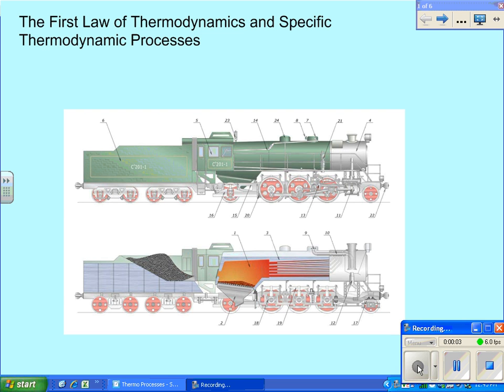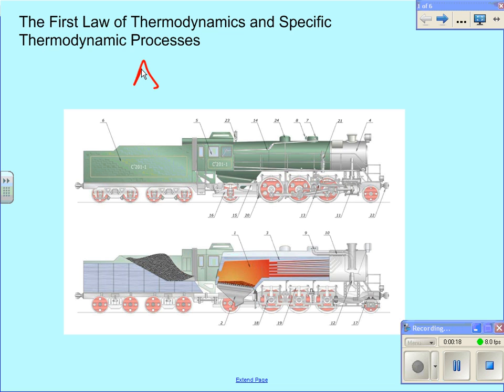Hello, in this quick video we're going to explain the first law of thermodynamics and some specific idealized thermodynamic processes. So let's just review. We already know what the first law is. It's a restatement of the conservation of energy, and it says in equation form that delta U equals Q minus W.